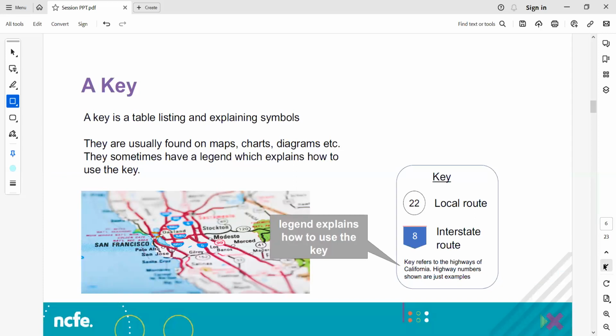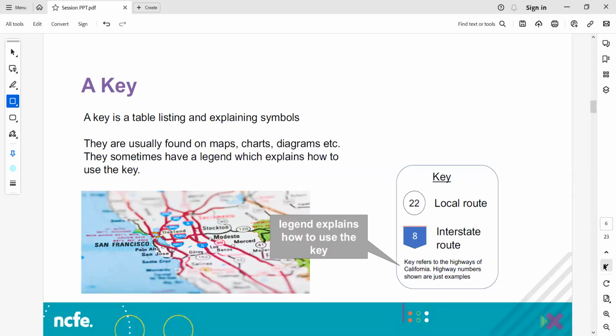So, a key and legend. A key is often found on a map, and it lists and explains the symbols within the map. It's not always on a map, but that's the most common place you would find one. It could be on a chart, a diagram, and the key will explain the symbols.